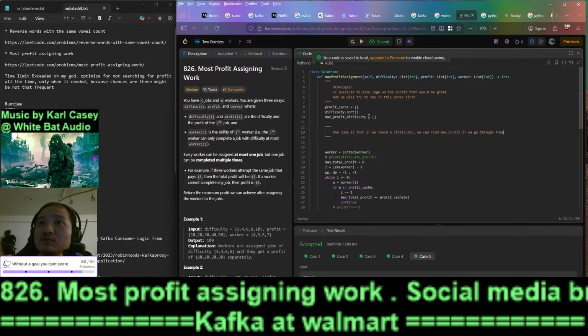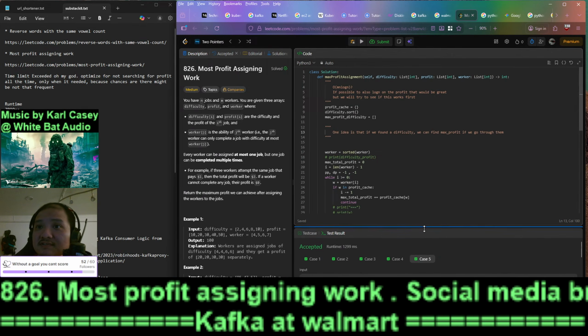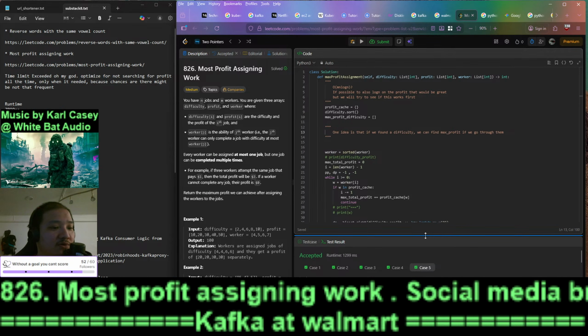Oh, the local code is saved to local what? Where did they save to? With that local storage? Okay.